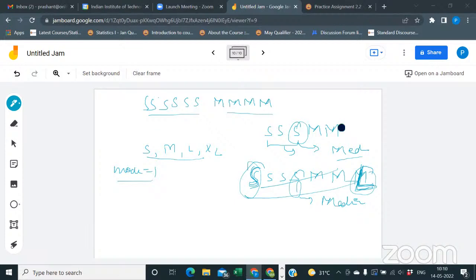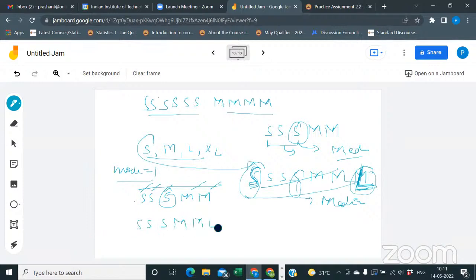No. If you add two things, it depends what your data is. Suppose initially it was 5. For example, I'm taking 5: S, M and M. Then again I add 2.